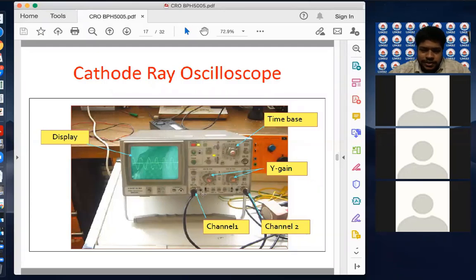So there are basically two channels. Two channels means we can give two different signals to see here. Sometimes when we need to compare two waveforms and see the phase difference between them, we give one on channel 1 and one on channel 2, then we see both waveforms and calculate the phase difference. There are different knobs to manage it. If we get a chance to do lab later in the semester, then I will try to explain in a better way how all these knobs work.